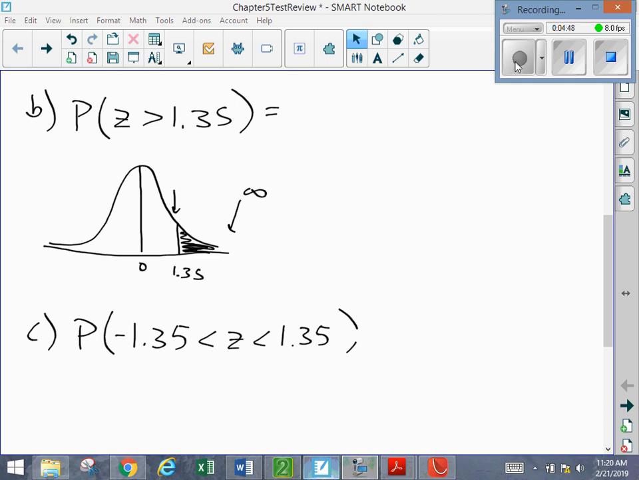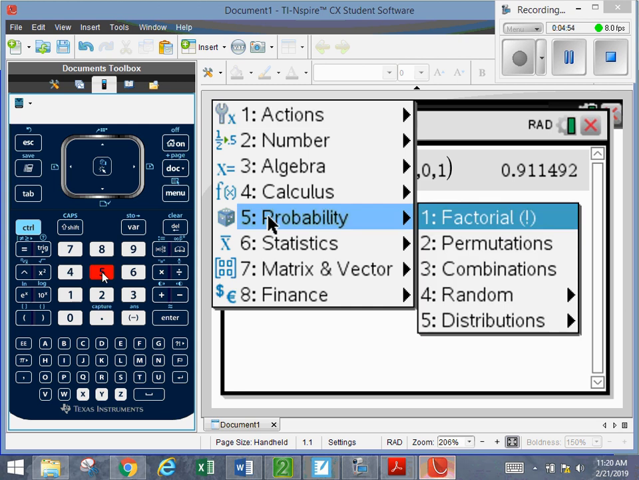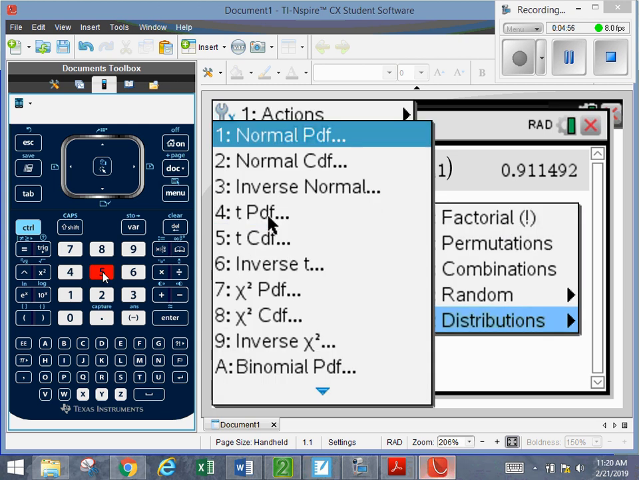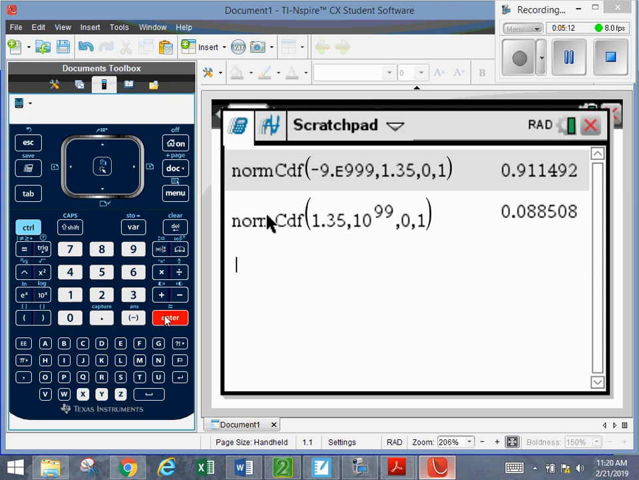All right, so we're going to go to our calculator. We're going to hit menu. Probability. Distribution. We go to normal CDF. And now our lower bound is 1.35. We change the upper bound to 10 to the 99th, which is big enough. And then the mean and standard deviation are the same. You get 0.089 approximately. If it's asked for above in any question, would you have to use the 10 to the 99th? Yes, as your upper bound. 0.09.